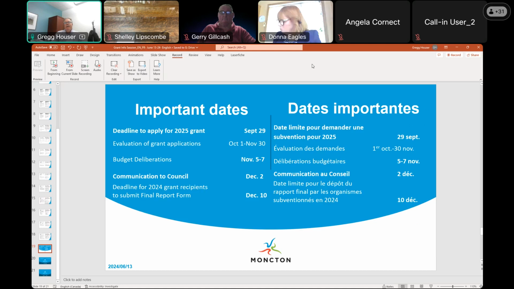One of the reasons for doing that is to allow information, as organizations get through the year, closer to the next year, so the information they're providing is more valid. They've done their budgets properly, and I think there's better evaluation that we can get from it. We will be evaluating grant applications from October 1st to November 30th.